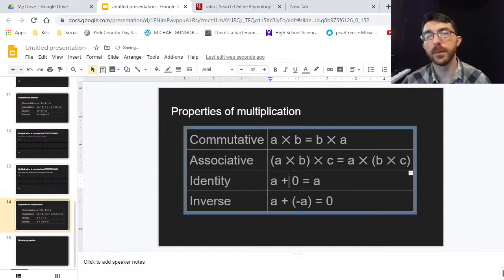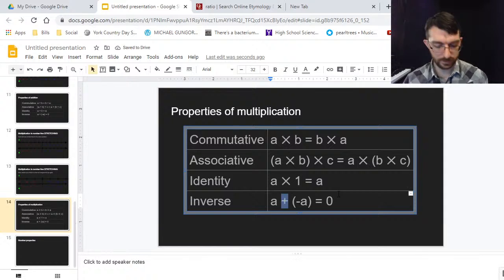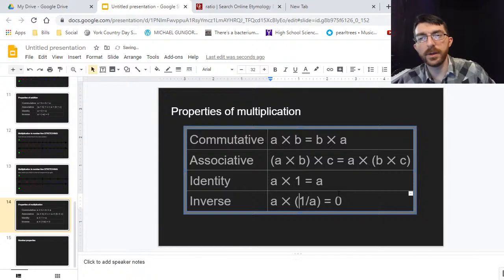Perfect. Don't change it. And this would be times 1. And this would be times, and then the fraction 1 over A. Oh no, how? No. That's not going to do.